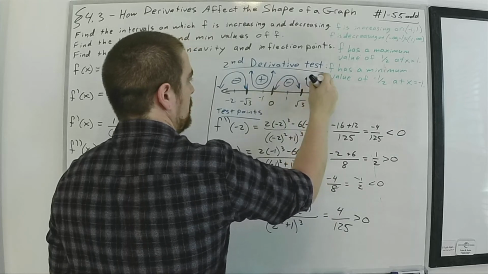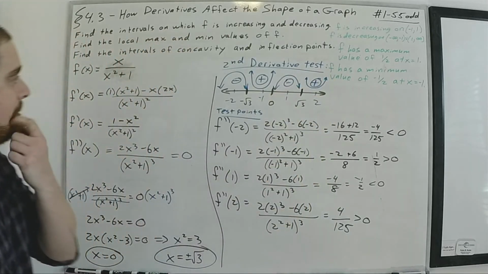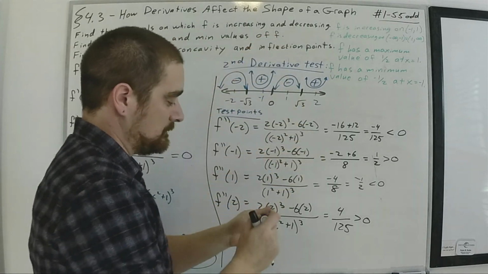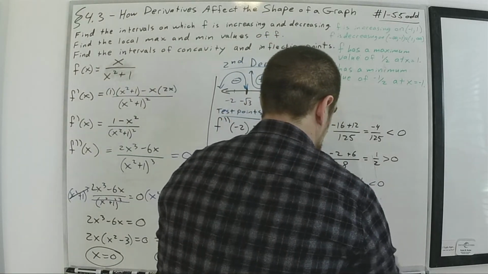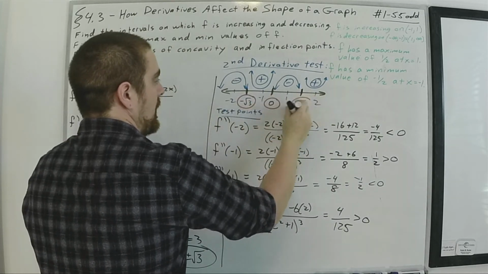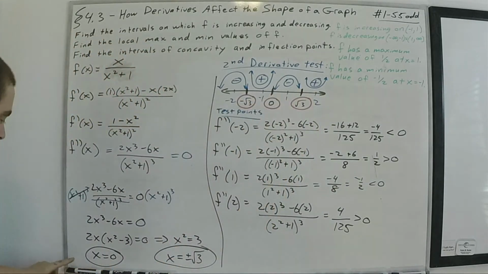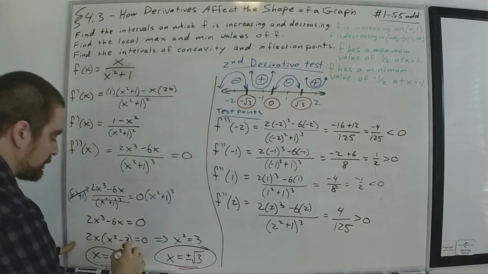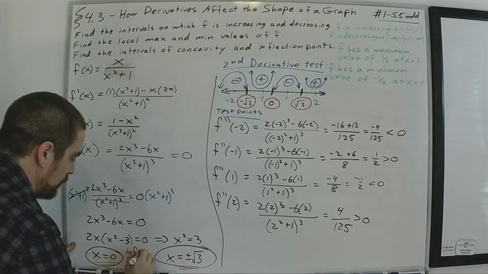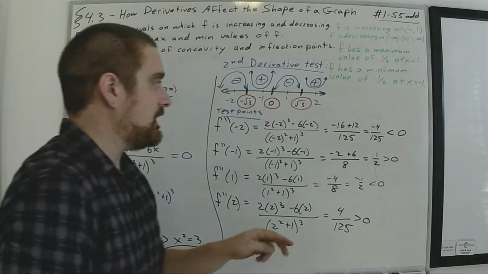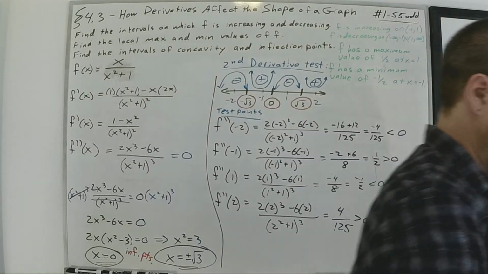So now I can see that my function concaves down, concaves up, concaves down, concaves up. So it really is changing concavity at -√3, at 0, and at √3. These values that I found down here. So I am going to go ahead and call all 3 of those inflection points, because I am getting a concavity change at every single one of those points.